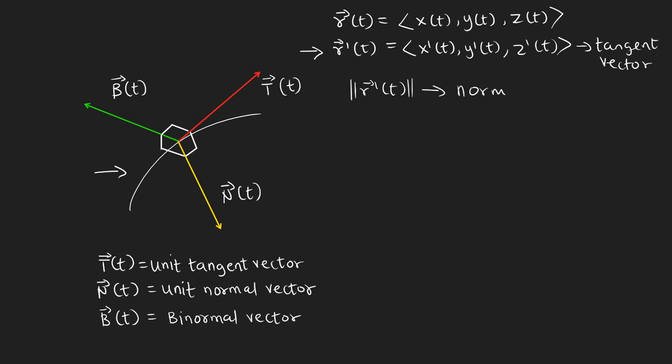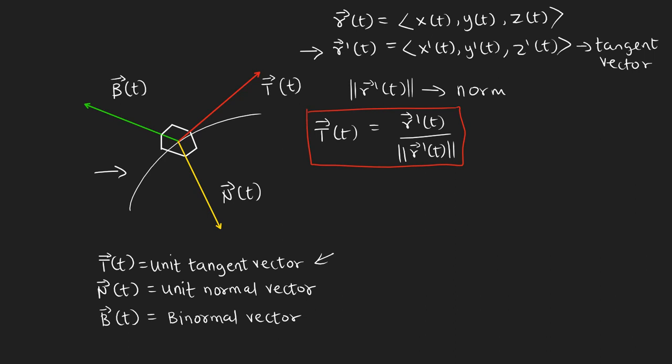So the unit tangent vector will be equal to the first derivative of the vector function over the norm of the first derivative. This is the expression that you are going to use if you want to find the unit tangent vector. Let's write this down here. So this is for the unit tangent vector.